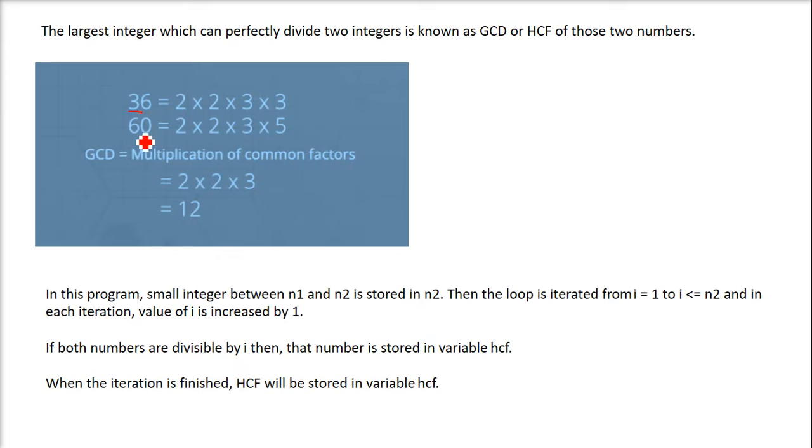We have 36 and 60. Let us take this as N1 and this as N2. Now here N1 is less than N2. If we make the prime factors and take the common factors, 2 is common, here 2 is common, 3 is common. So all these are common. We just wrote it and it is 12.